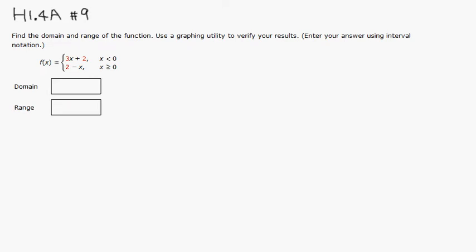Okay, let's look at homework 1.4a, number 9. All right, so we have a piecewise defined function f of x, and the first formula is 3x plus 2 when x is less than 0. Then 2 minus x when x is greater than or equal to 0.